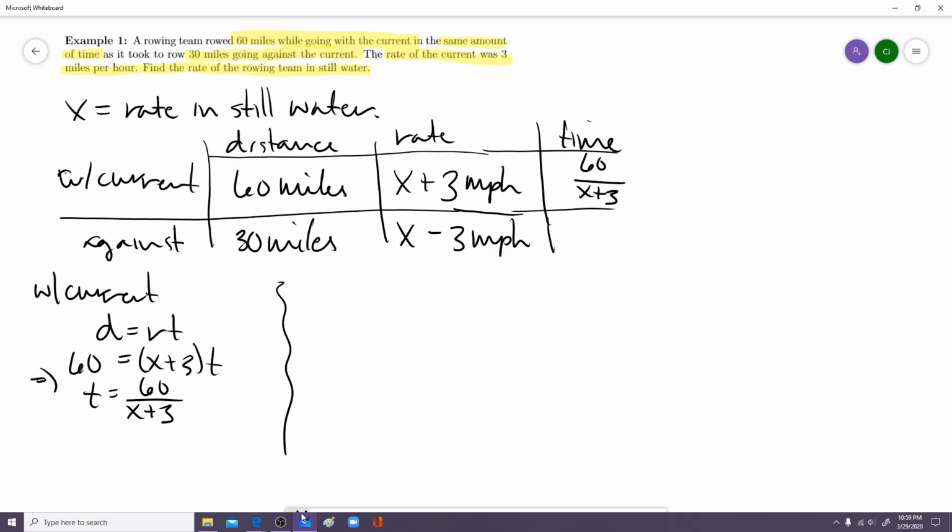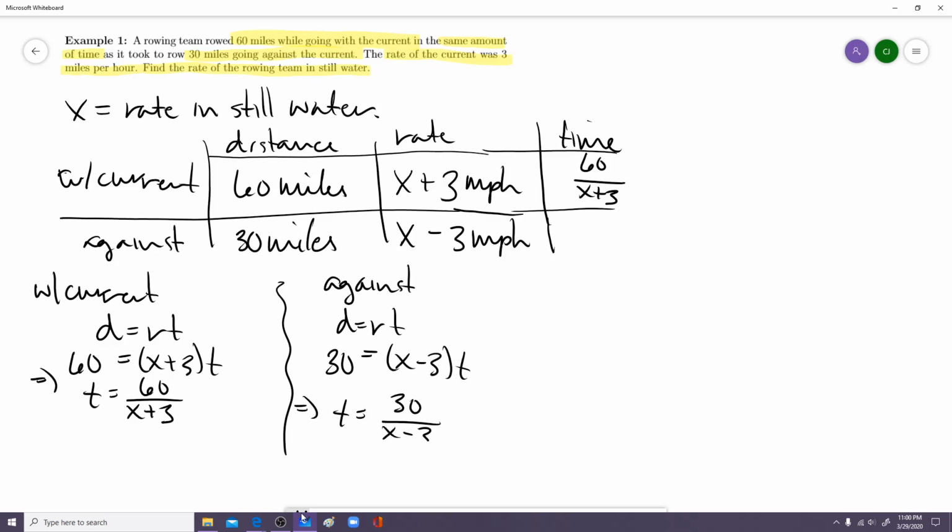And now we're going to go against. Again, we're still going to use D equals RT. We know 30 miles. So this is 30. What is my rate? Our rate is X minus 3, and then T. So what is T? T is 30 over X minus 3.